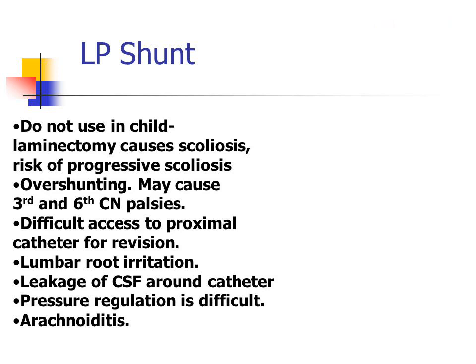LP shunt. Do not use in a child. Laminectomy causes scoliosis, risk of progressive scoliosis. Overshunting may cause 3rd and 6th CN palsies. Difficult access to proximal catheter for revision. Lumbar root irritation. Leakage of CSF around catheter. Pressure regulation is difficult.